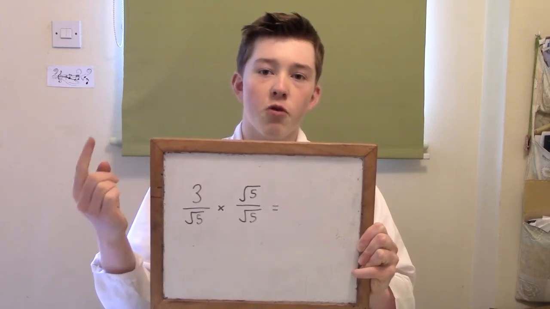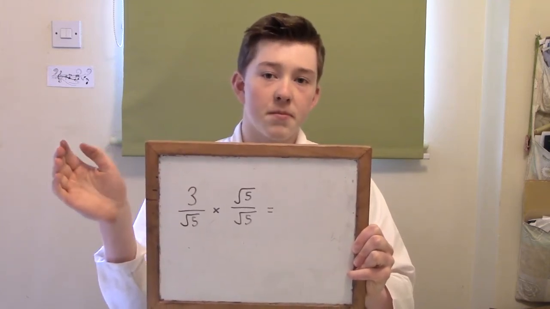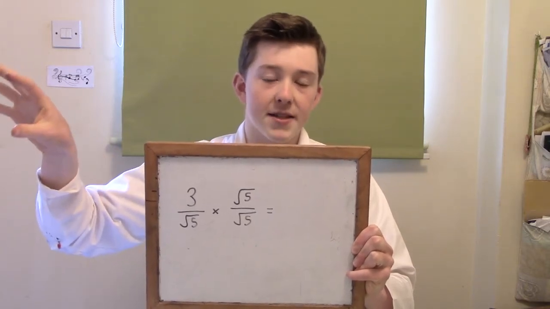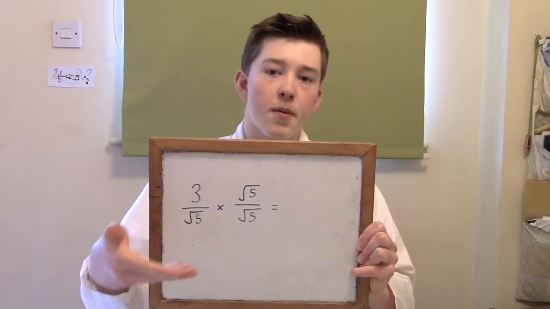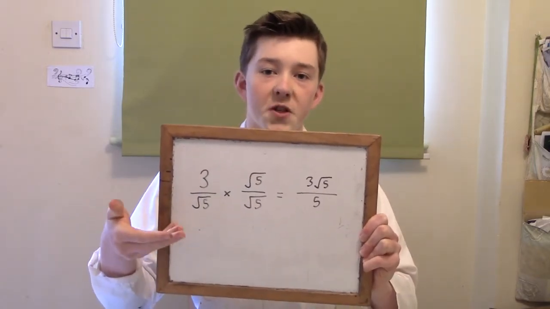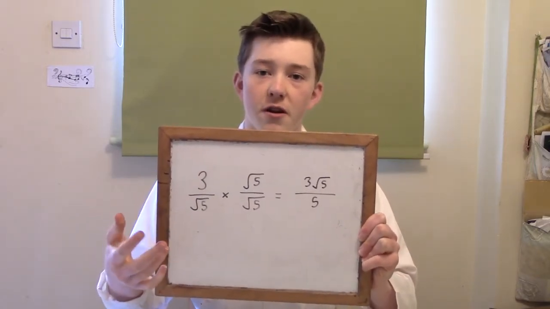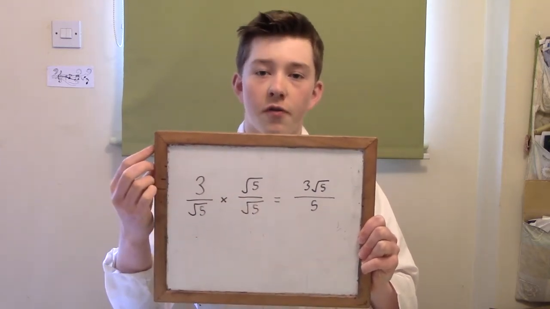And you should remember from rule 1 that when you multiply a surd by itself, it becomes the whole number that was inside the root sign. So in this case, the denominator will become 5. As you can see, we've successfully removed the surd from the bottom of the fraction, and the final result is 3 root 5 over 5.